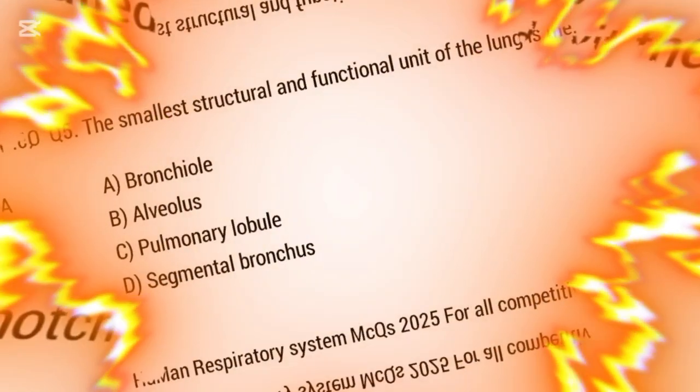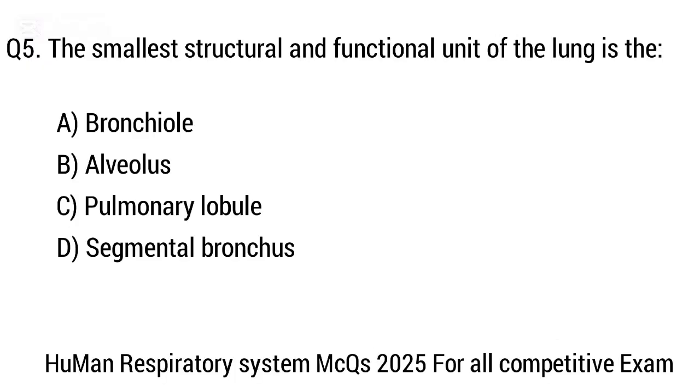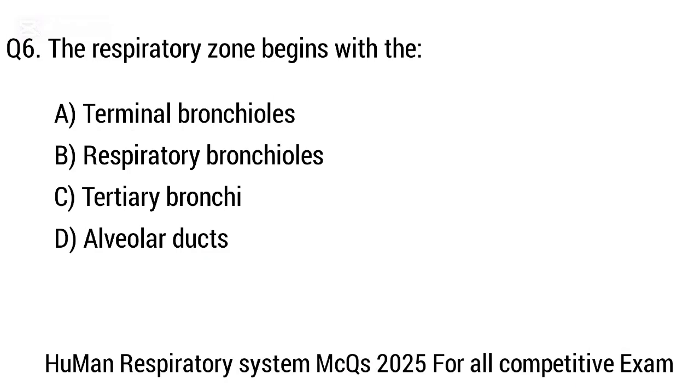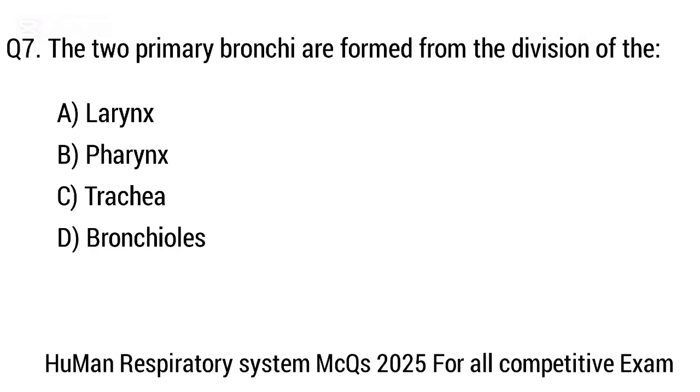Question 5. The smallest structural and functional unit of the lung is the... The right answer is option B, alveolus. Question 6. The respiratory zone begins with the... The right answer is option B, respiratory bronchioles.